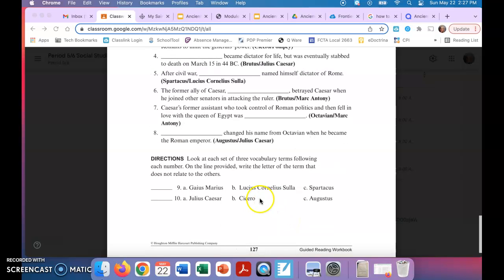And then this last section here, you're going to look at each set of 3 vocabulary terms and you're going to write the letter of the term that does not relate to the other. So 2 are connected, 1 is not. So in number 9, you have Gaius Marius, Lucius Cornelius Sulla, and Spartacus. 2 are related, 1 is not. Which one is not? That is what goes on the line. In number 10, Julius Caesar, Cicero, and Augustus. 2 of those are related or have something in common, and 1 is not.